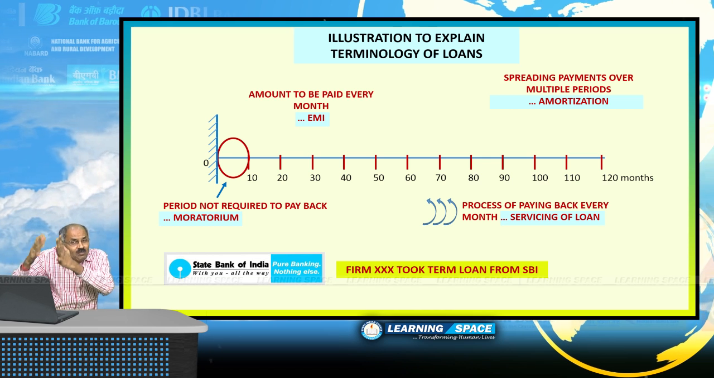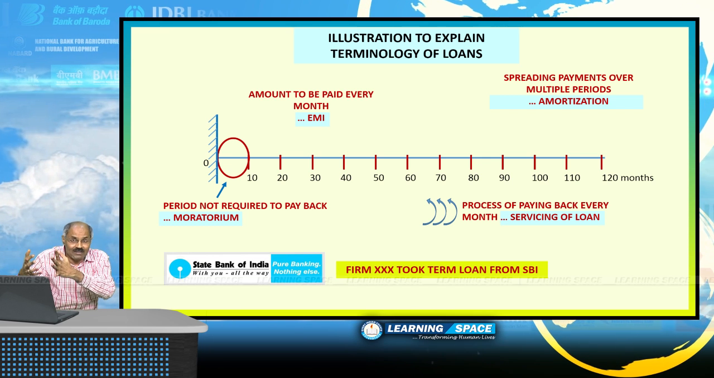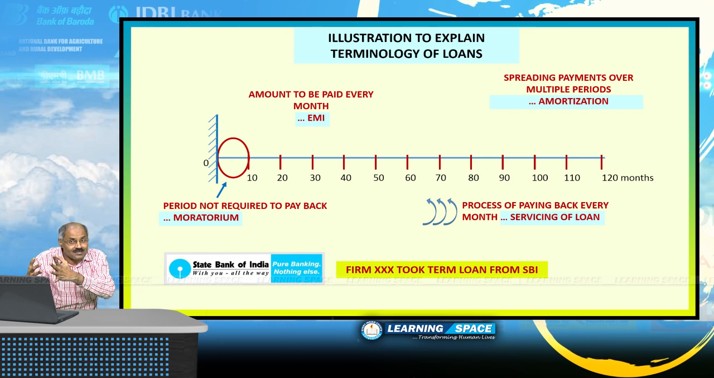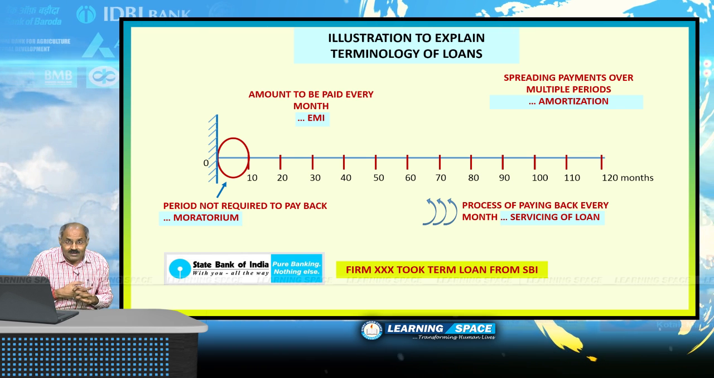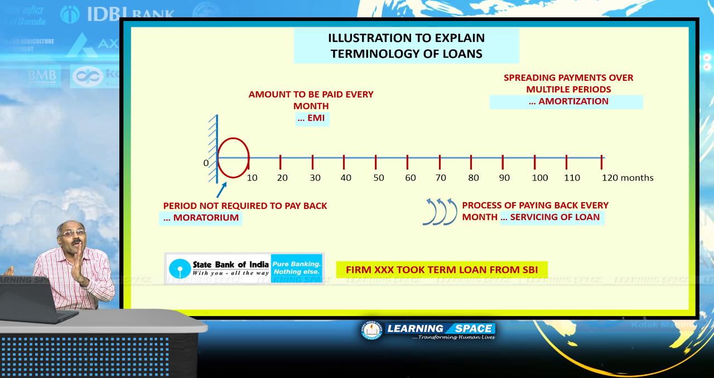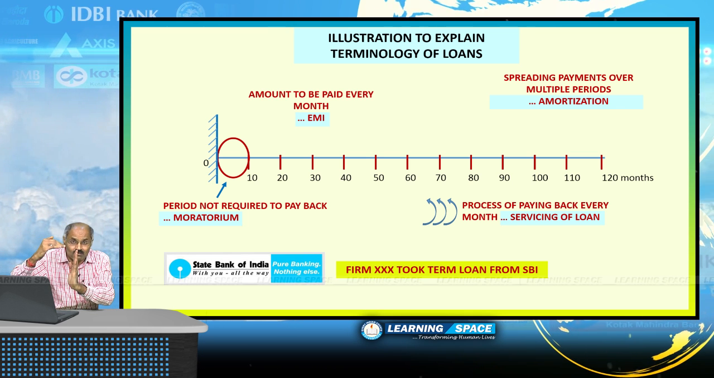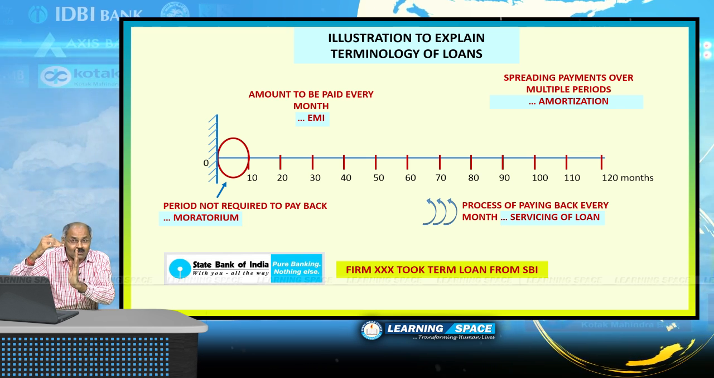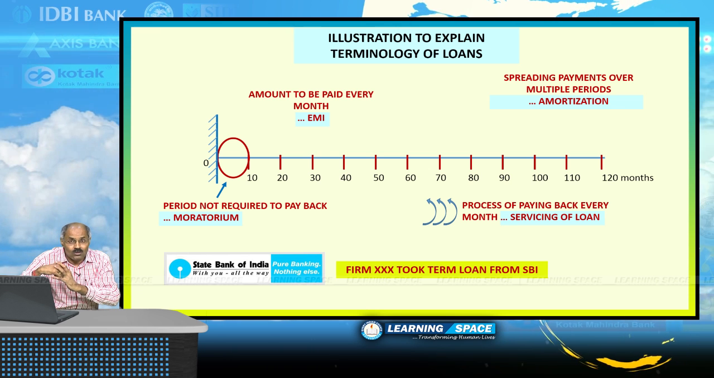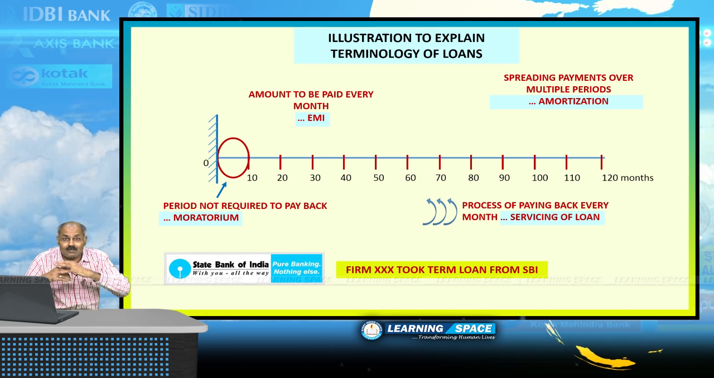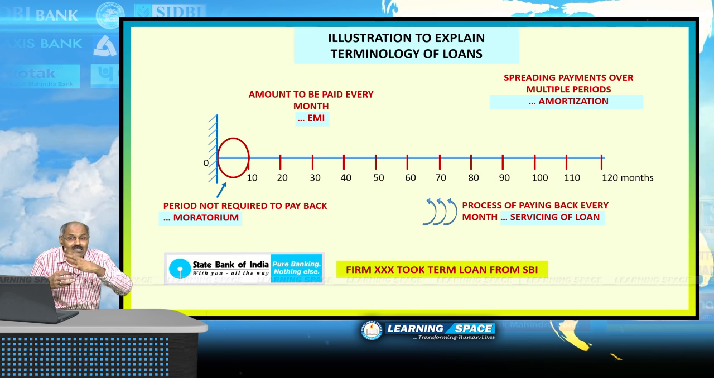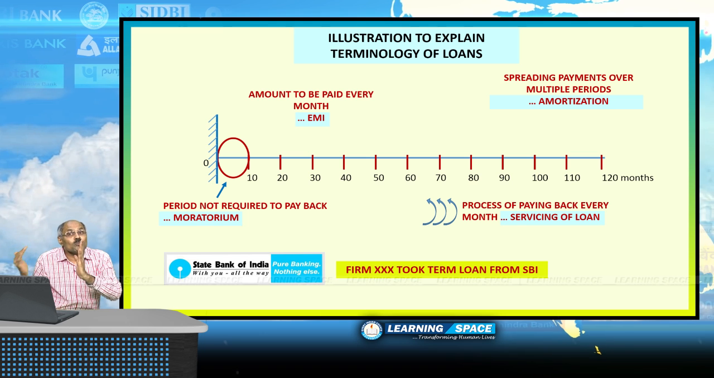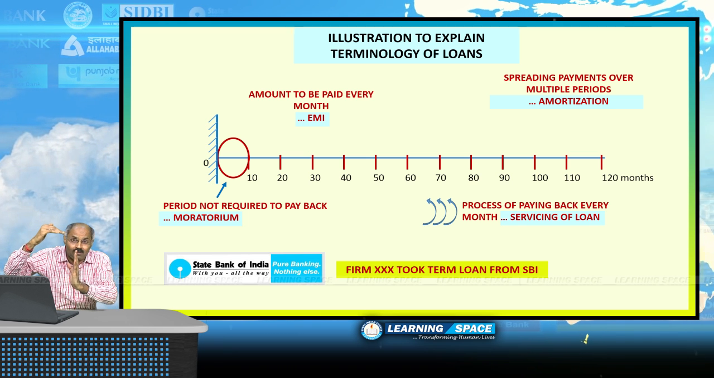Let us assume that the firm has taken a home loan from State Bank of India. After taking the home loan, the customer is required to pay back from the next month onwards. After taking the loan, the EMI will be fixed. What is EMI? Equated monthly installment. That is to be paid back every month.